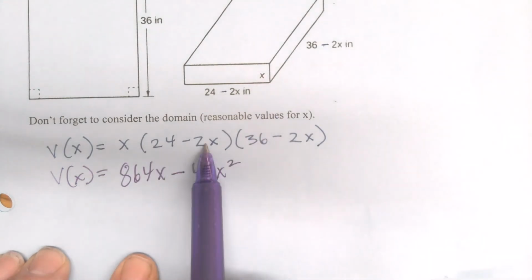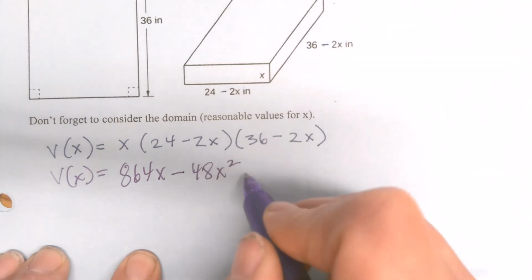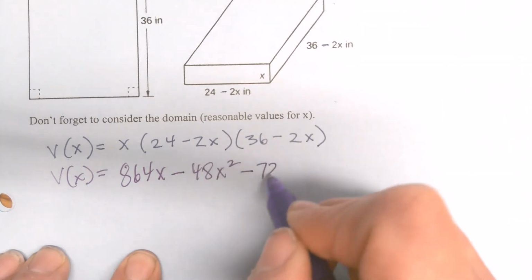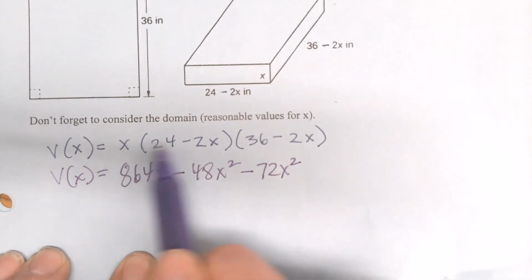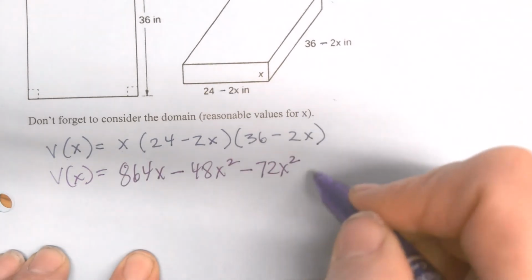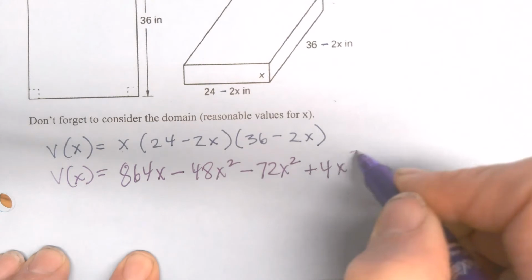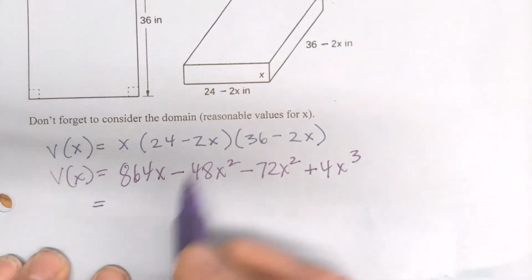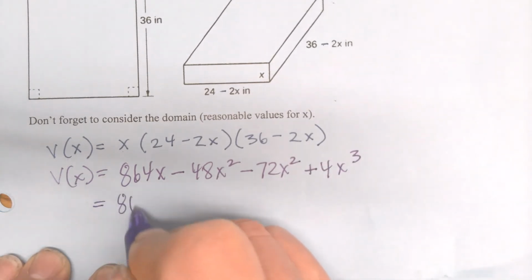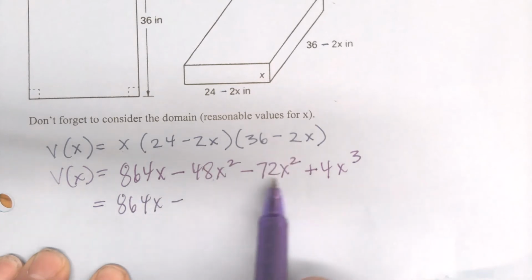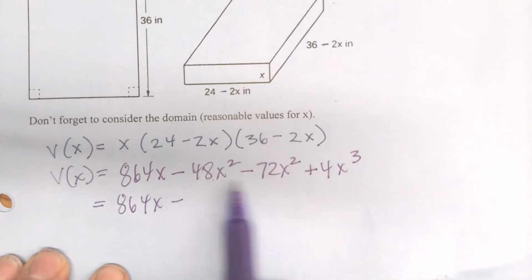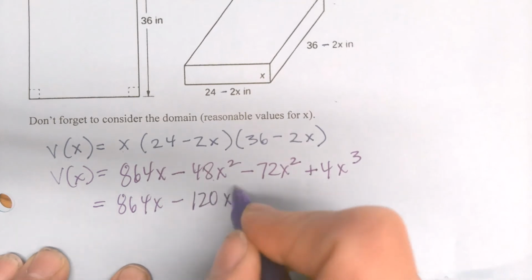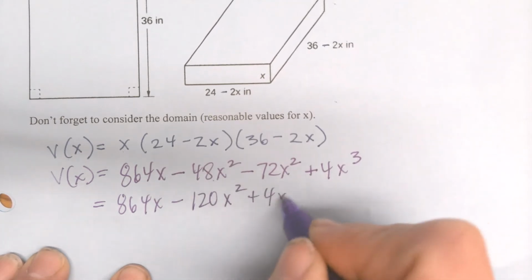Then I'll do x times negative 2x times 36. So that's minus 72x squared. x times negative 2x times negative 2x is plus 4x cubed. I'll go ahead and simplify that. 864x minus, that would be 48 plus 72, sometimes I don't feel like thinking, minus 120x squared plus 4x cubed.